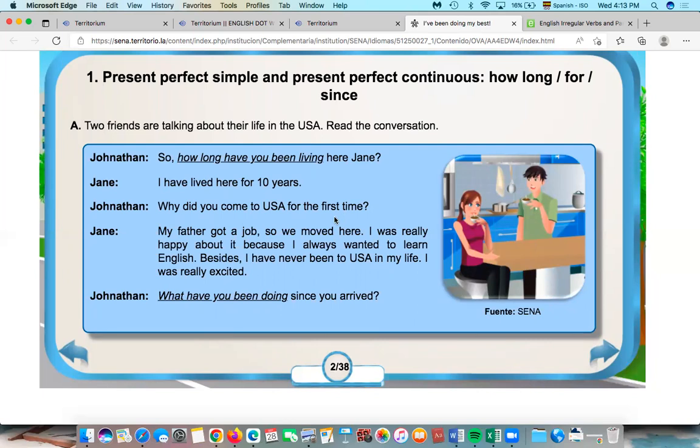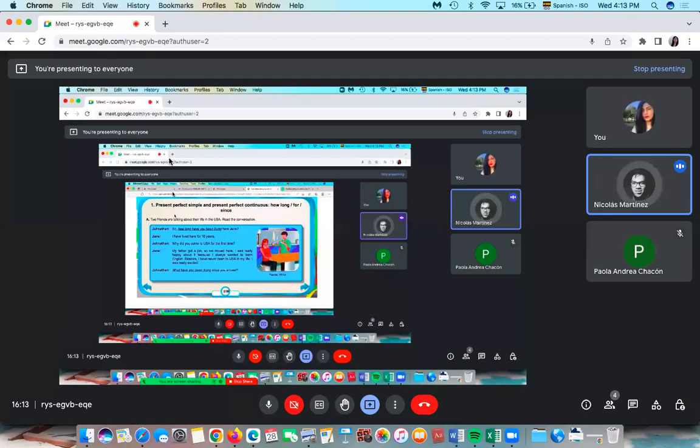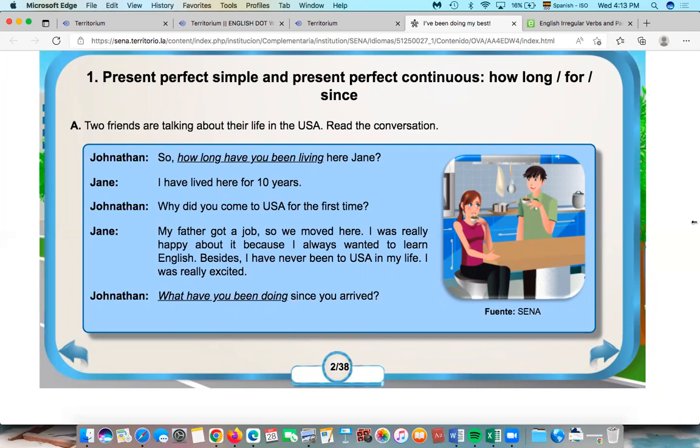Would you mind, Nicolas and Paola, reading it, please? So Jonathan can be Nicolas and Paola can be Jane. Yeah, okay.